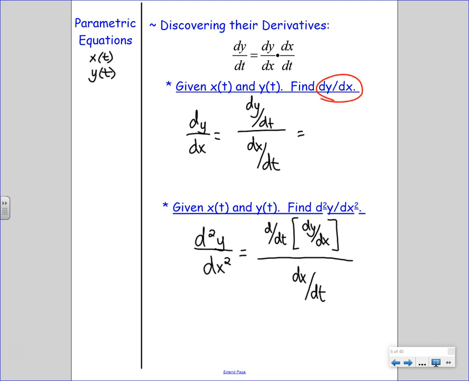But this is taking the derivative of x with respect to t. If I start flipping, I might get in trouble. Remember, these aren't necessarily fractions, they're derivatives. So instead, how about y prime of t over x prime of t? Is that a little bit easier? Yeah.